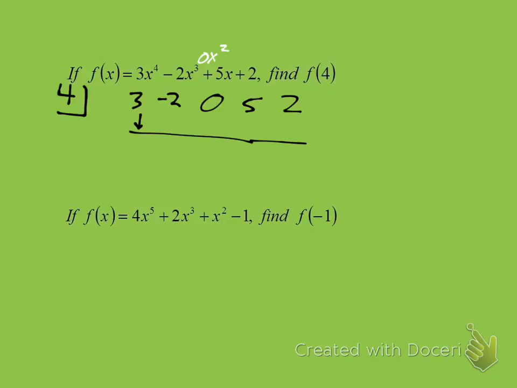Okay, you leave 4 alone. But then you run through your synthetic division. So you bring down 3. You do 3 times 4 to give you what? 12. 12 minus 2 gives you 10. You do 10 times 4 to give you 40. You do 40 plus 0 to give you 40. You do 40 times 4 to give you 160. Add it to 5, you get 165. Times by 4, it gives you, I believe, 660.